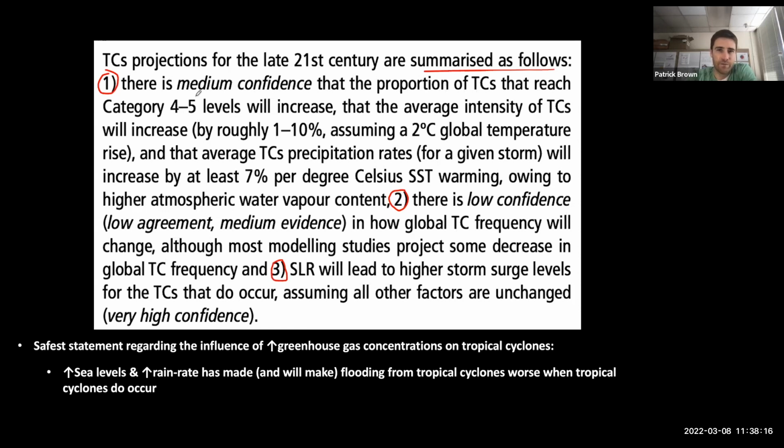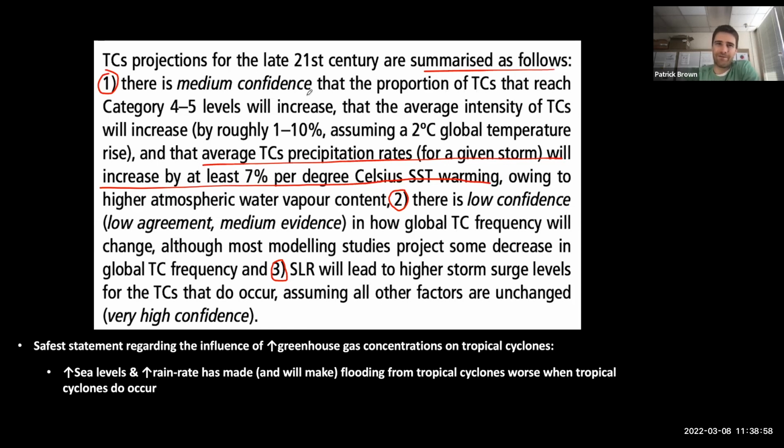The first one is there's medium confidence that the proportion of tropical cyclones that reach category 4 and 5, so that reach the highest severity levels, will increase, and that the average intensity of tropical cyclones will increase by 1 to 10% under 2 degrees Celsius warming. And that average precipitation rates for a given storm will increase by at least 7% per degree Celsius warming. So that's the same. I was using 6%, but 7% is also one that's used. So that's that same idea that you get 7% increase in available moisture per degree Celsius warming.